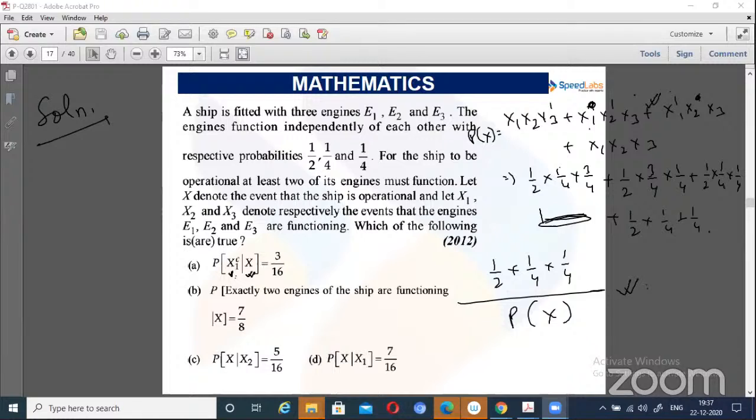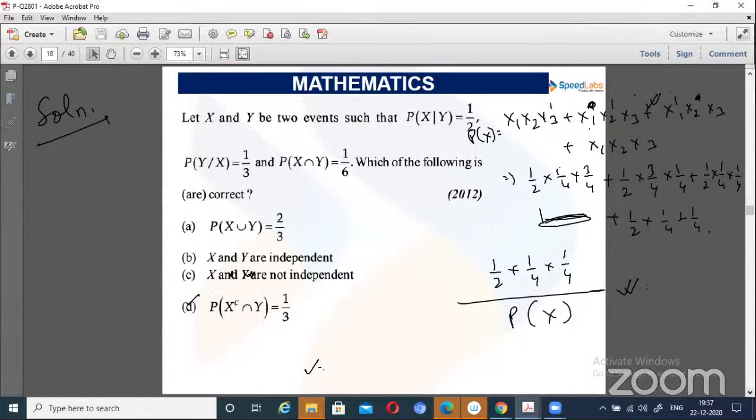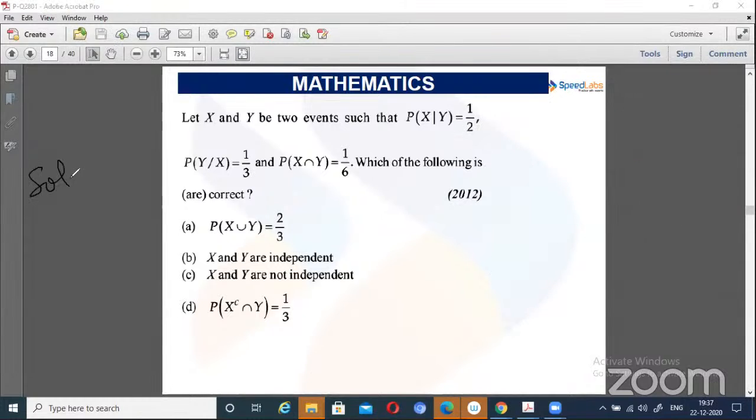If you want the answer for this, the answer for question number 17 is B and D. Let x and y be two events such that the probability of occurrence of x given that y has occurred is half, and the reverse one is 1/3.